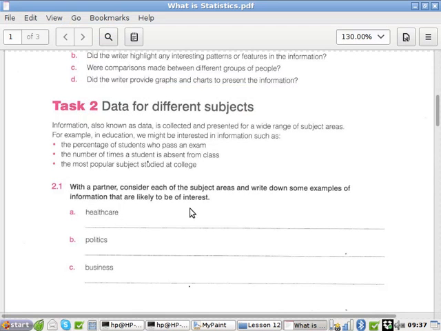So with a partner, write down some information you would like to know about healthcare. You know healthcare? Yeah. Politics. Do you know politics? Like government and, you know, Trump, yeah. Yeah, exactly. And business, also like Trump. So if you can work together, give me some information you would like to know for each. Okay. Write down your ideas. So you can work together if you want.